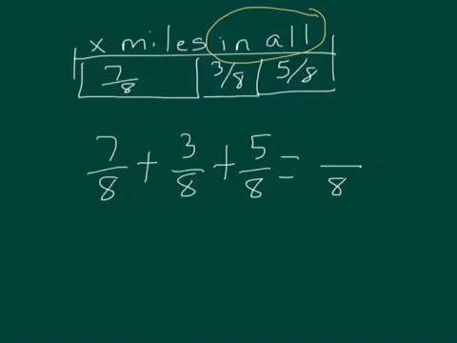7/8 plus 3/8 plus 5/8 equals something eighths. Remember that when we are adding fractions, we are not adding the denominator. We're not changing the size of our fraction. It's still the eighths, but we are totaling them. So 7 and 3 is a 10, plus 5 more is 15. 15/8 is an improper fraction, so we need to then make that a mixed number. We'll do that on the next slide.